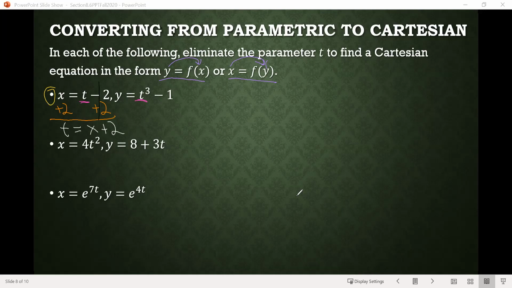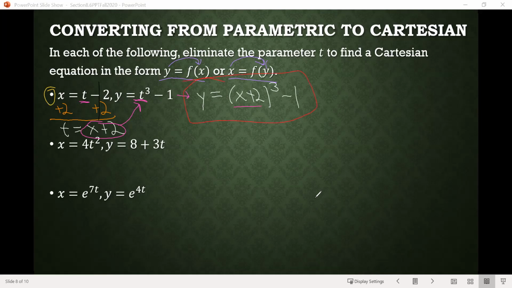And now that we have t in terms of one of the other variables, as you imagine, what we can do is take that and plug it in for t in the other equation. So what that would give us here now, instead of y equals t cubed minus 1, is y equals the value of t, which in this case is x plus 2, to the third. Notice that x plus 2 took the place of the t. And then minus 1. And that would be our answer there.